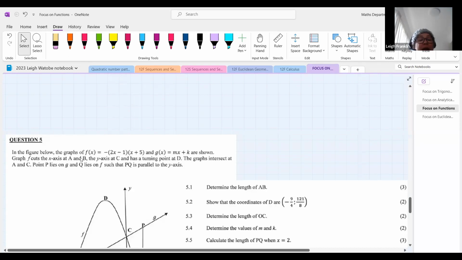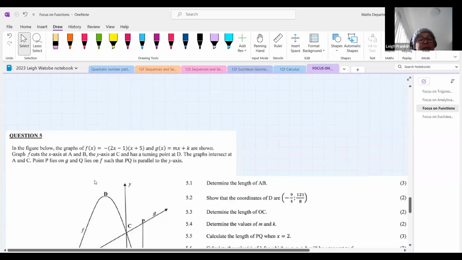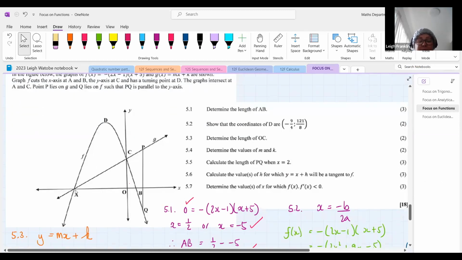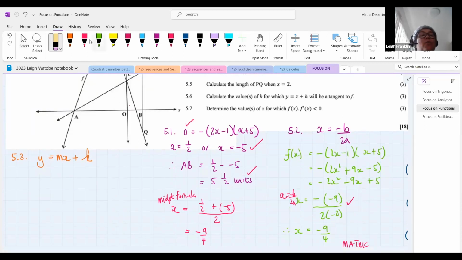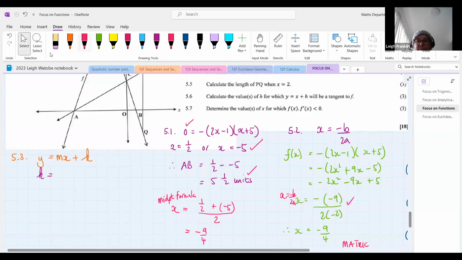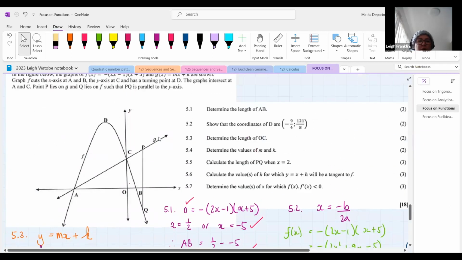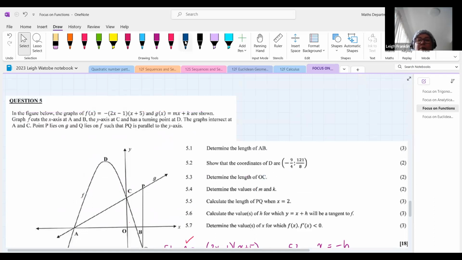Over here, the information tells us that the graph of f cuts the x-axis at A and B and the y-axis at C. And it also tells us that the graphs intersect at A and C. So in other words, A is an x-intercept for both of them, and C is a y-intercept for both of them. So we know what the value of K is already. What is the value of K? K is equal to what? Can anyone tell me? I can always go up a little bit if you want. What's the value of K?